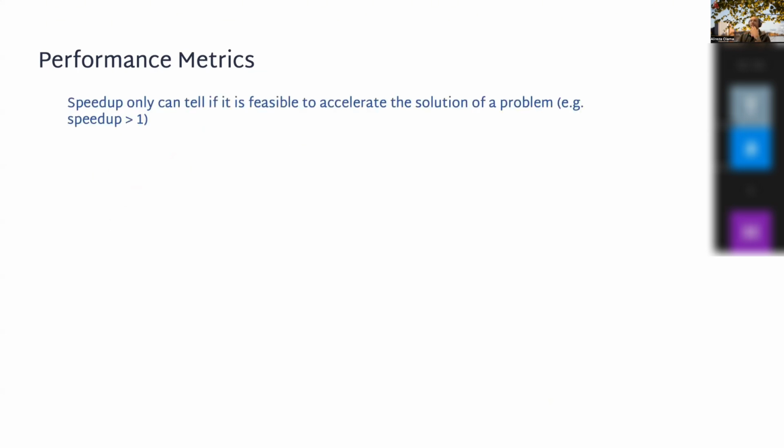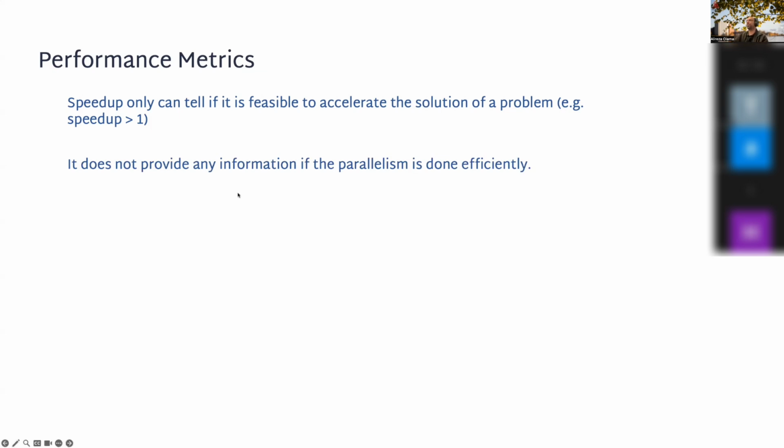All right. So the speed up can tell us if it is feasible to accelerate the solution of a problem. So for example, if a speed up is greater than 1, we know that with this parallel algorithm, we can have some benefits. But unfortunately, it doesn't provide any information if the parallelism is done efficiently, if we used the resources that we had effectively. So if you have 2 times the speed up, but instead of 1 core, you are using thousands of cores, your algorithm is parallel, but probably it's not efficient.